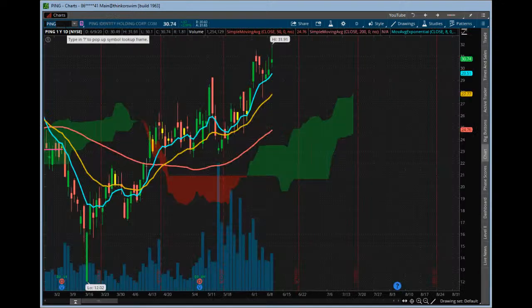Yeah, inside day on that one, Abby. PINS, upper shadow off of those. So just be careful with that. Tried to make a breakout, put in a high, but couldn't close. Couldn't close the deal today.